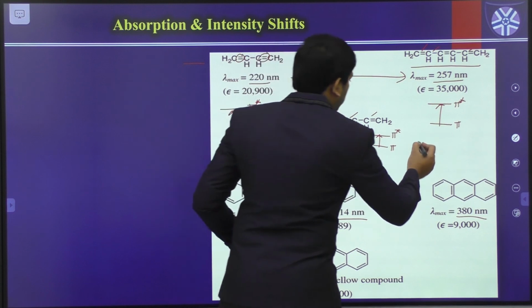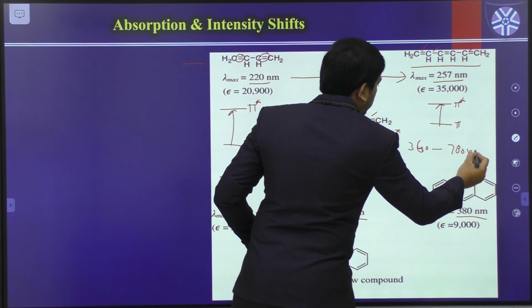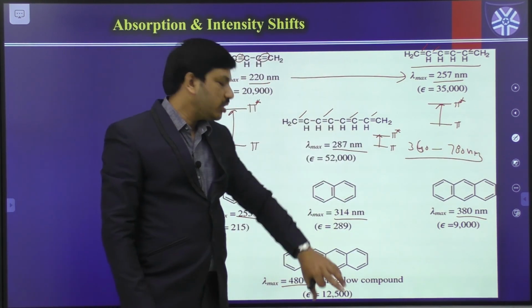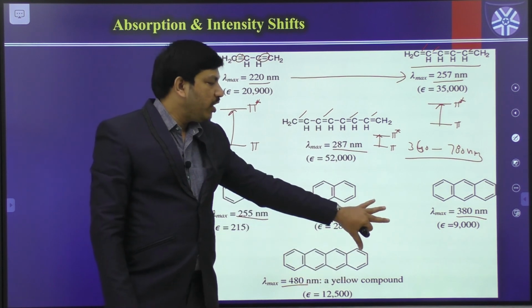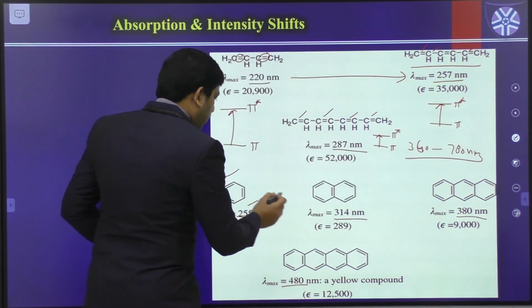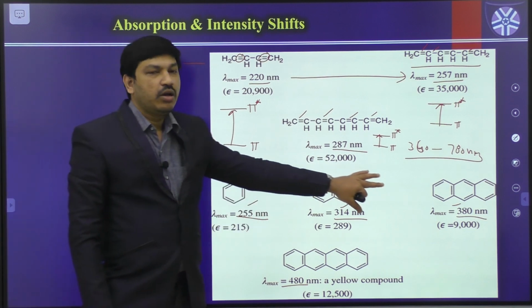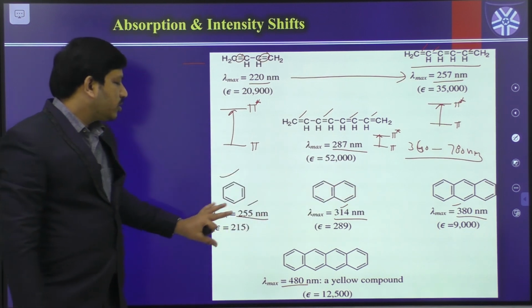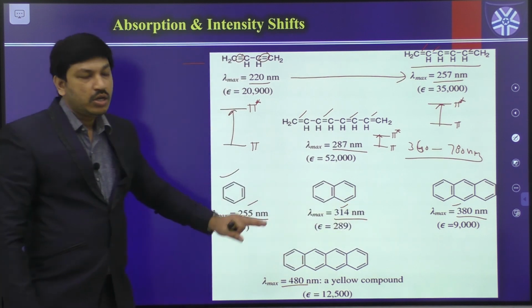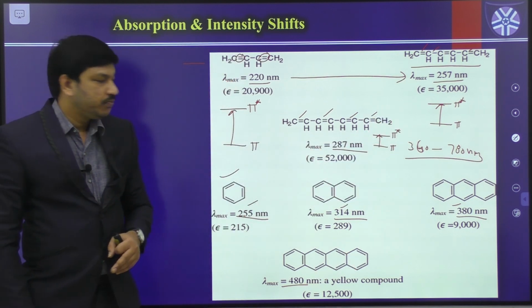What is the visible region? Approximately 360 to 780 nanometers we define as the visible region. If any compound absorbs in this region, that shows one particular color. If any compound absorbs below that region, that may be a colorless compound. So 255, 314, this is very close to the 360 value, but still that is a colorless compound. So like this, if the conjugation increases or the number of benzene rings increases, the tetracene molecule and further molecules show some kind of color.